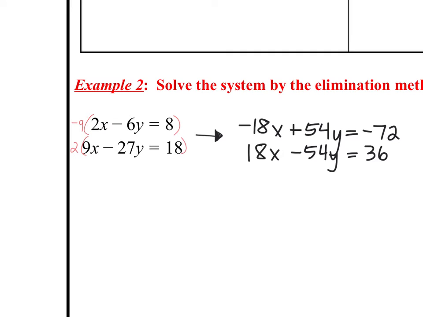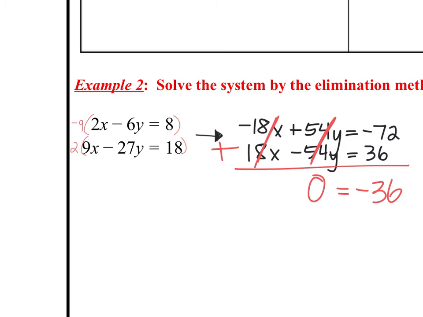So now I can add up these two equations. And when I do that, my x's eliminate, but so do my y's, which means that over here on the left-hand side, I'm just left with 0, because you have to put something. If you add up the right-hand side, you get negative 36.